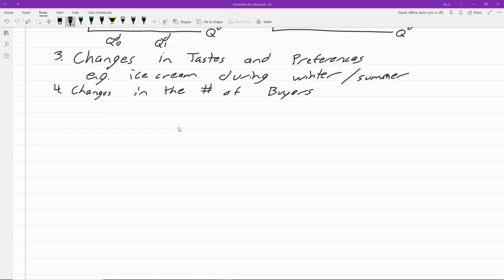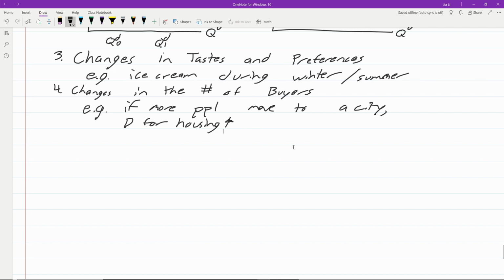So for example, let's say more people move to a city, then the demand for housing in that area goes up, right? If people move out, then just the opposite. So if more people are coming in, there are more people in general, more buyers, more people who need housing, therefore demand for housing goes up. And just the opposite if people decide to move away from a city.